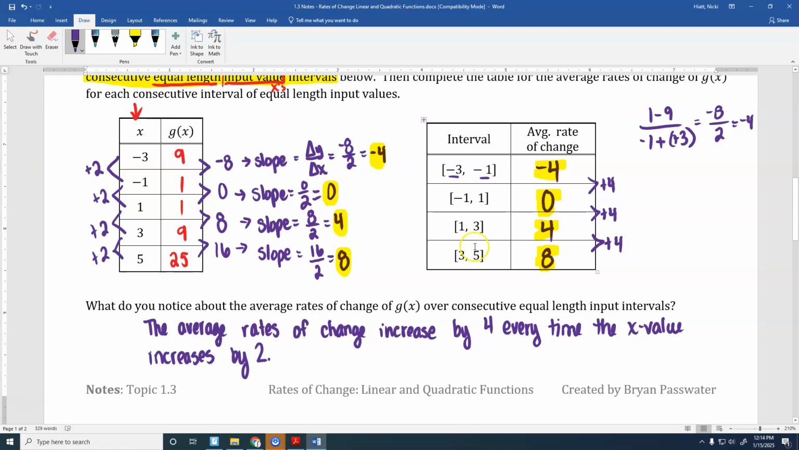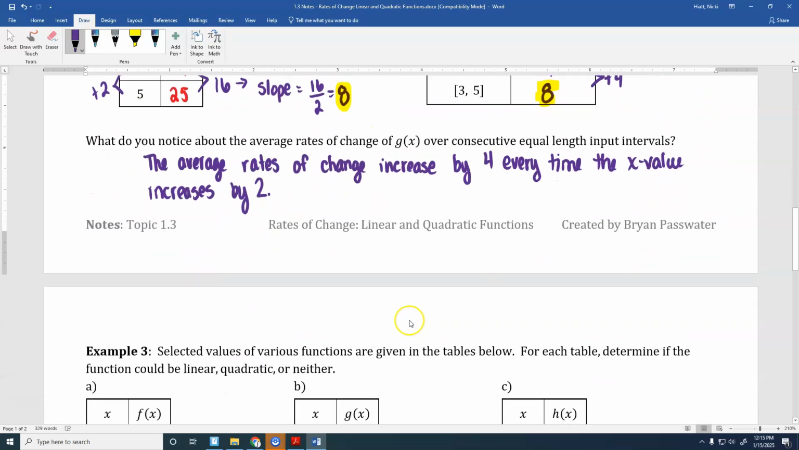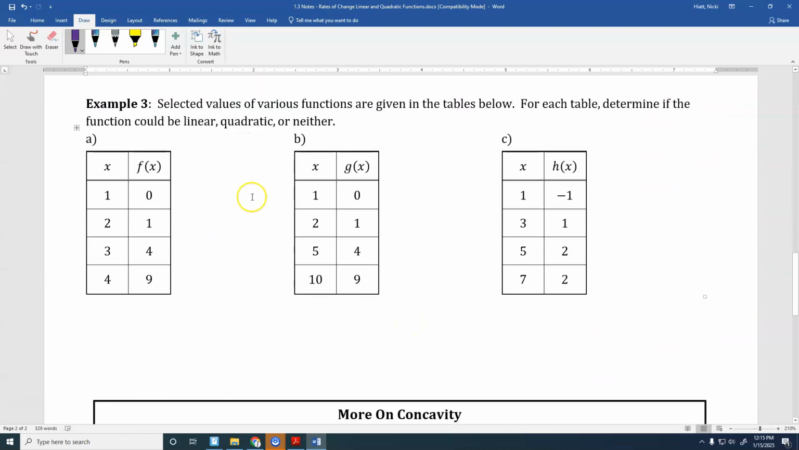Now, this will happen every time on a quadratic function, even if it's a much more complicated quadratic function. So we did the most simple quadratic function we could possibly do in just x squared, right? But we could have 3x squared minus 27x plus 429. This would still be the same. The number would be different and probably more complicated, but it would still be increasing or decreasing at a constant rate.